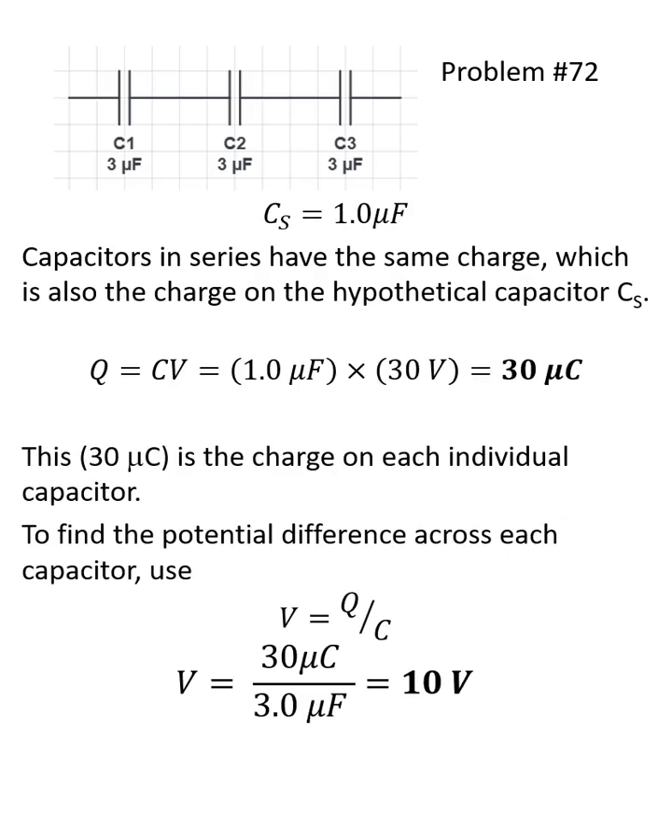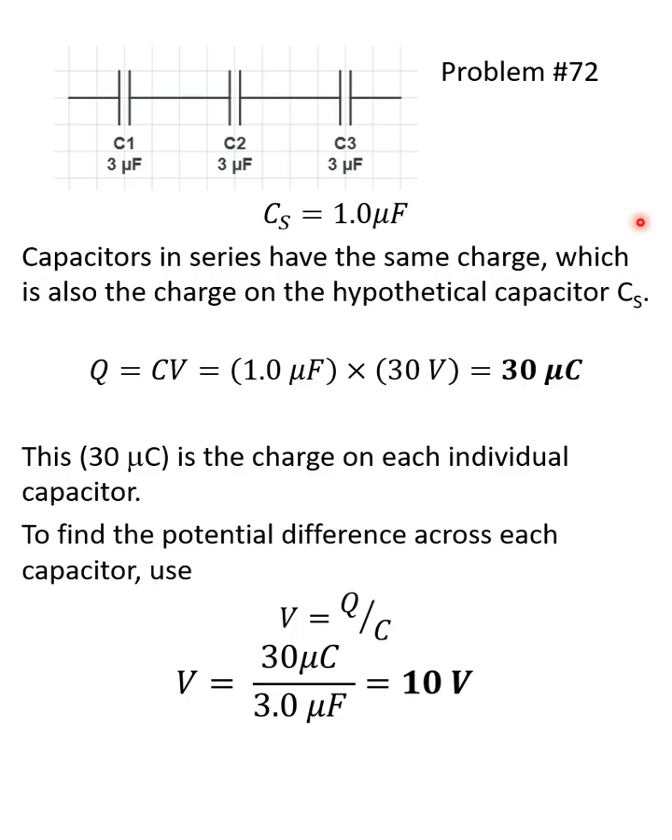Number 72, the 3 capacitors in series are connected across a 30-volt battery. Find the charge on each capacitor and the potential difference across each capacitor. And the concept I want you to remember for series capacitors: capacitors in series have the same charge, which is also the charge on the hypothetical capacitor CS, or that equivalent capacitance.